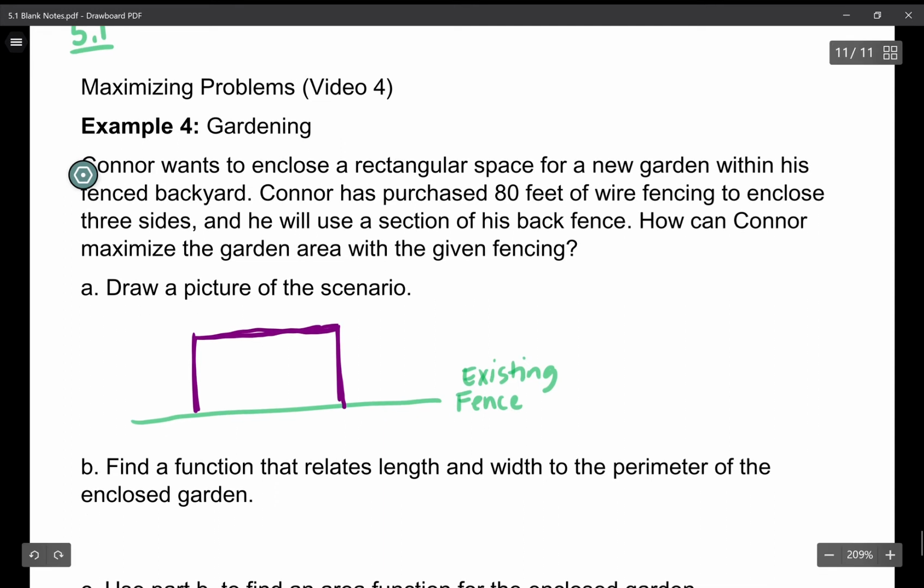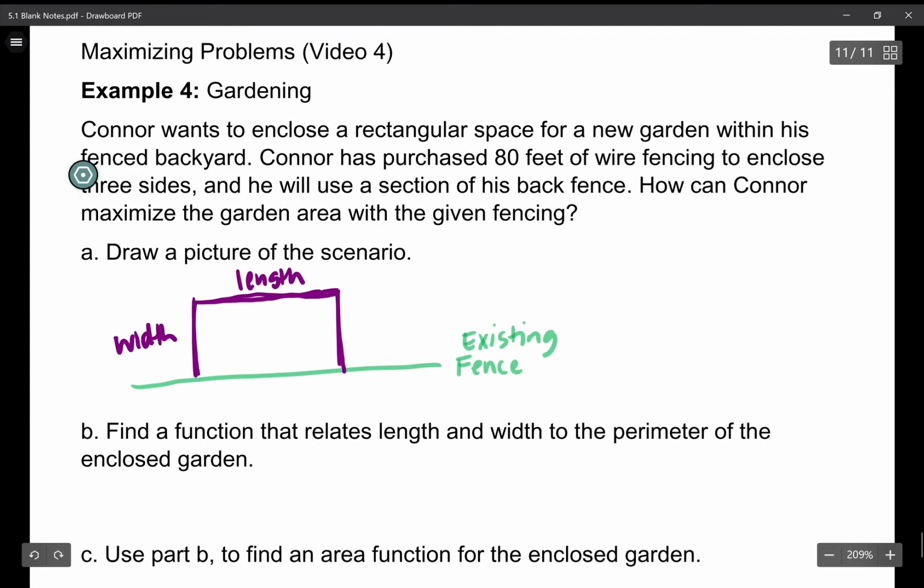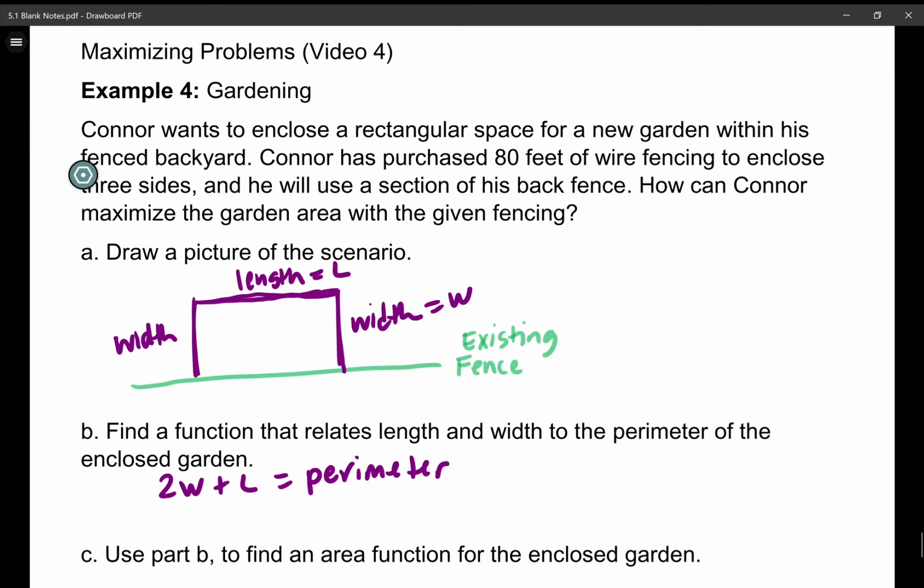Well, let's just go ahead and call this the width, I guess. And we'll call this one the length. And then this is also the width because it's rectangular. And so we know that 2 times, let's use W for width and capital L for length, twice the width plus the length is going to be the perimeter of his new garden. We know that has to equal 80 feet because that's how much fencing we have, right? So that's one thing that we know.